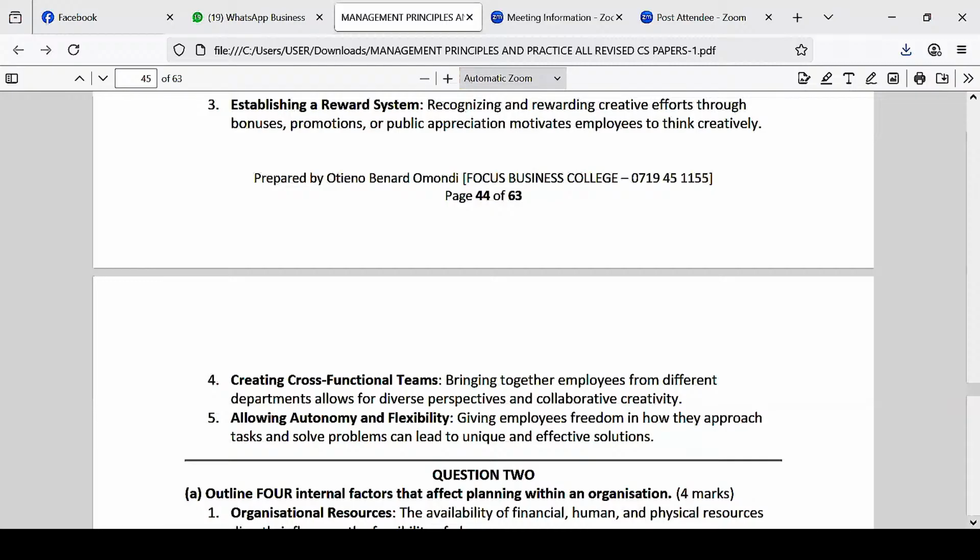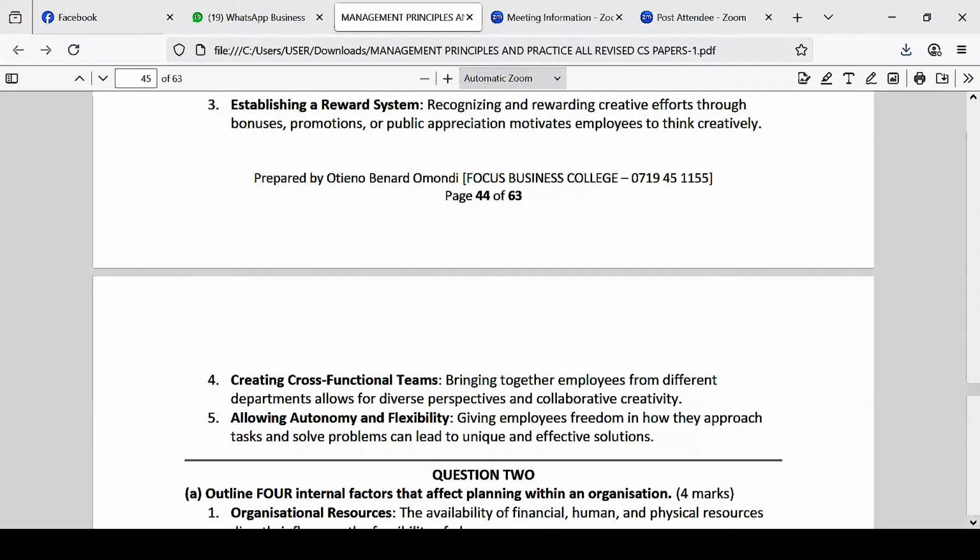Number five is what? Allowing autonomy and flexibility. What is autonomy? We talk about autonomy means what? Allow employees to be independent. Let them do their work without any interference. When you give somebody autonomy, then basically they're able to work. They're able to ensure that it works. They're able to be creative.